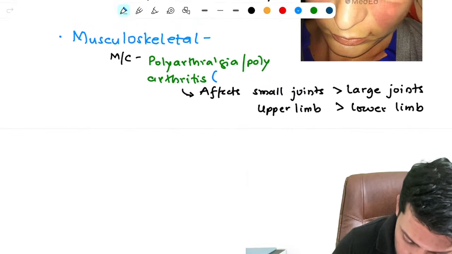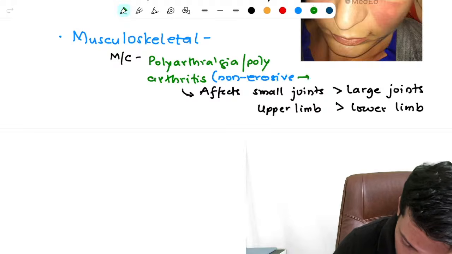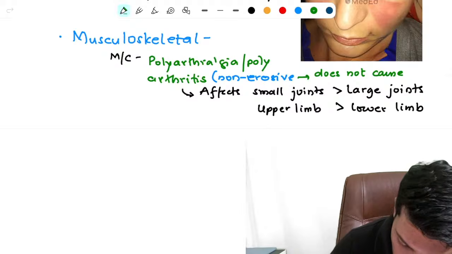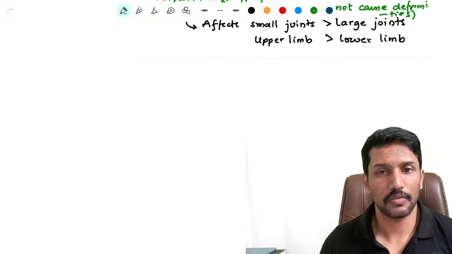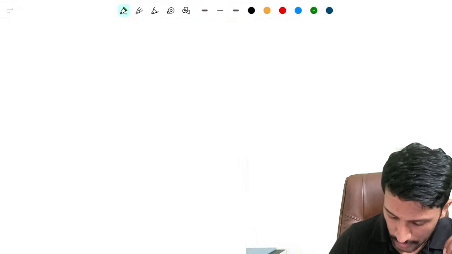But this arthritis is non-erosive, and thus being non-erosive, it does not cause true deformities. It can cause pseudo deformities, but true deformities do not occur in a patient with SLE, right? I hope you understood that point.